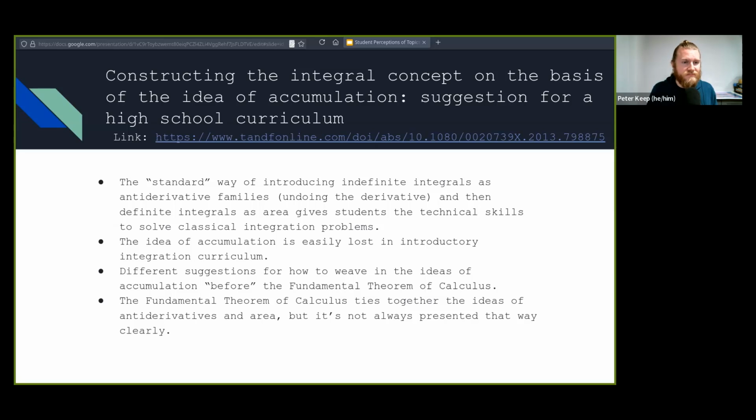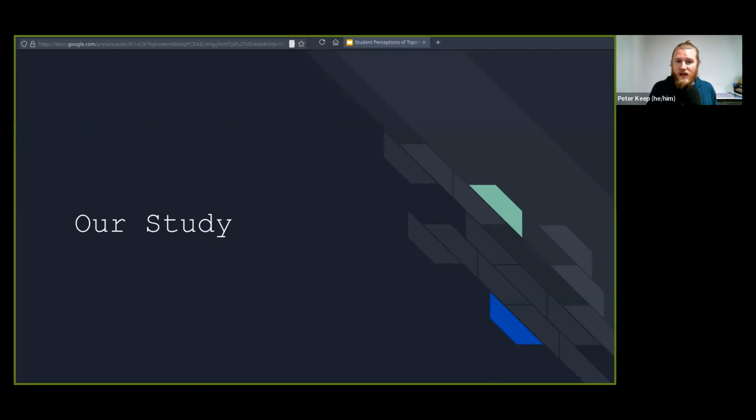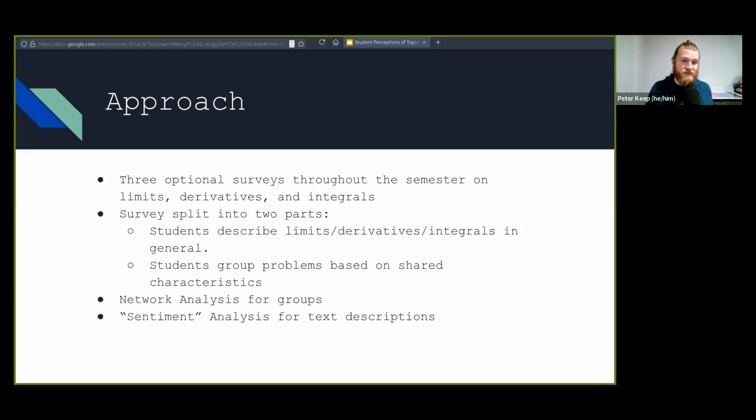So that's just a snapshot of some of the papers that we were looking at to try and give you a feel for what we've noticed and what the kinds of things we're thinking about are. So what is the actual study that we did? What was the project that we were working on? So this is our approach.